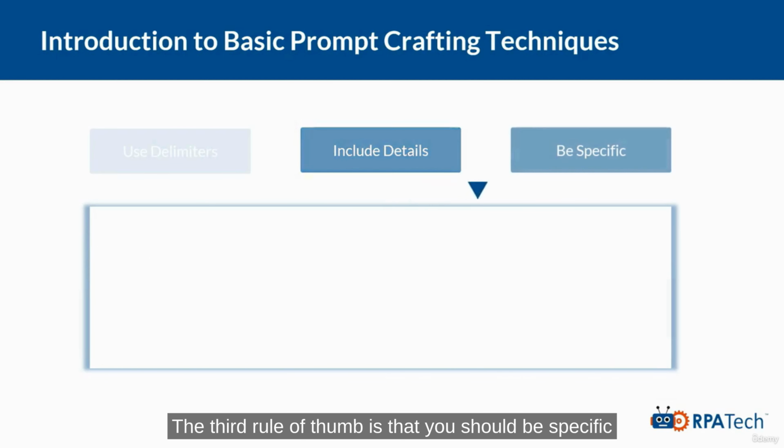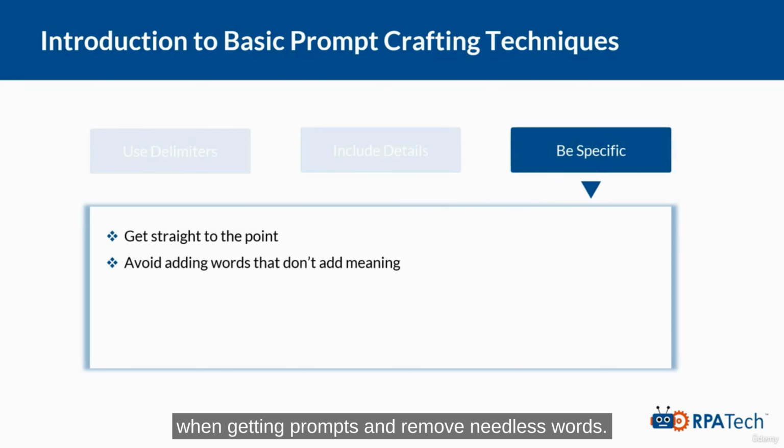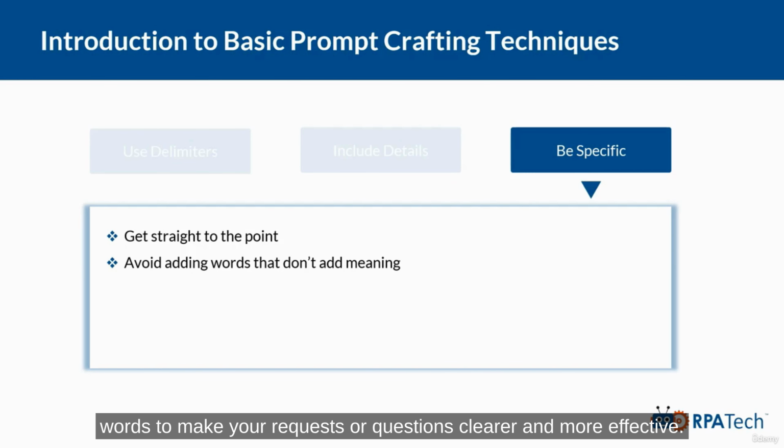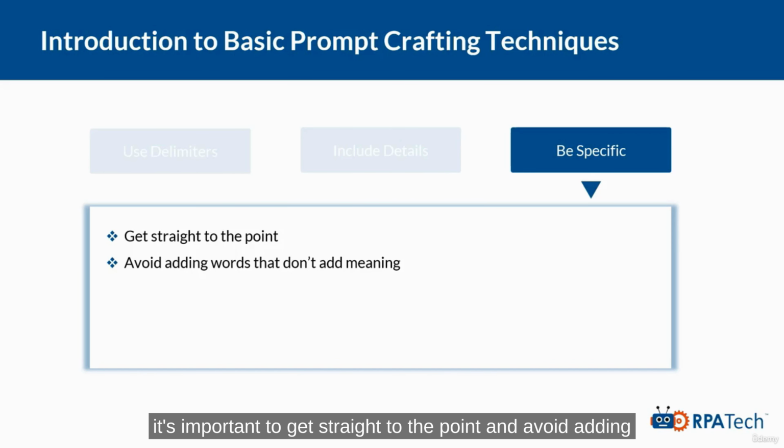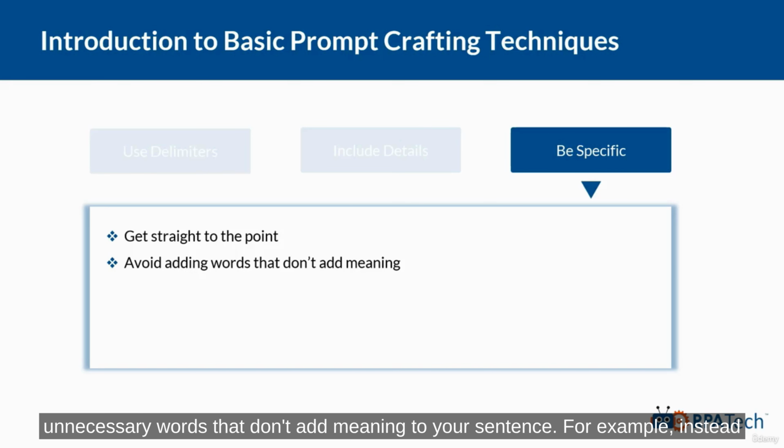The third rule of thumb is that you should be specific when crafting prompts and remove needless words. Let's talk about being specific and omitting needless words to make your requests or questions clearer and more effective. When you're talking to ChatGPT, it's important to get straight to the point and avoid adding unnecessary words that don't add meaning to your sentence.